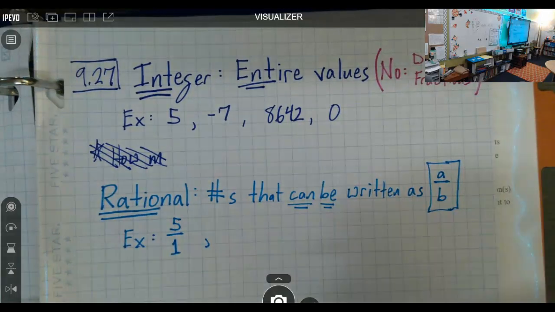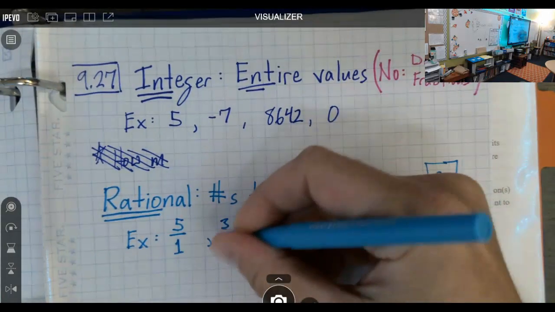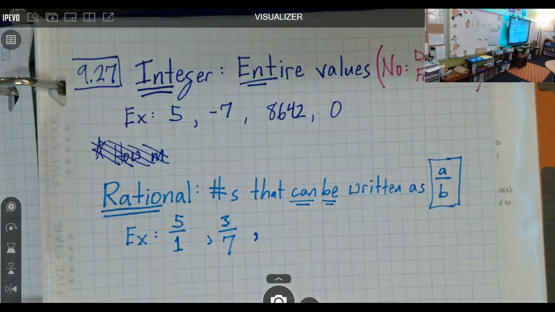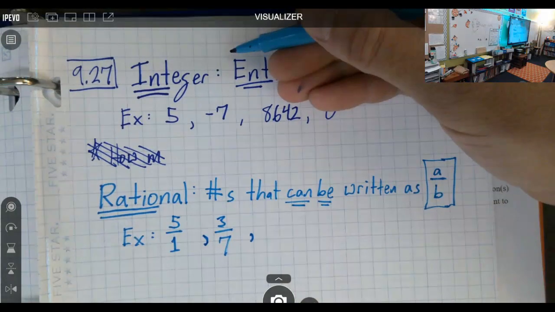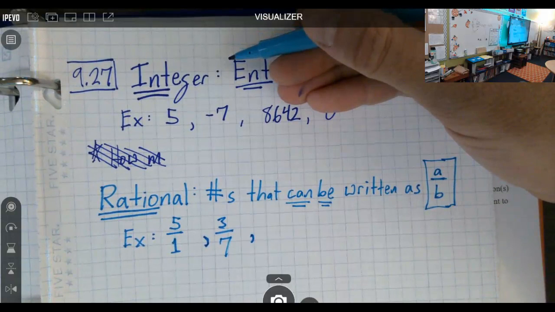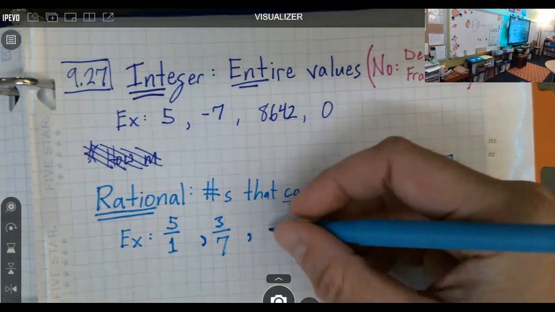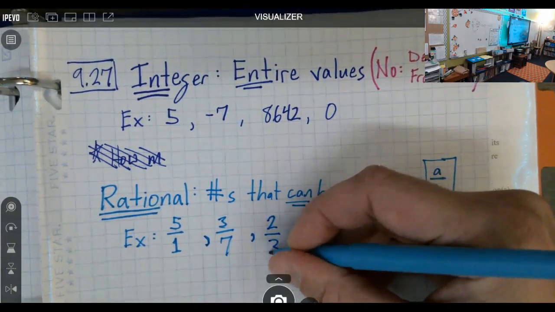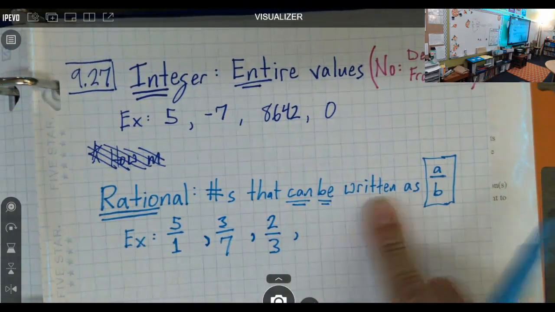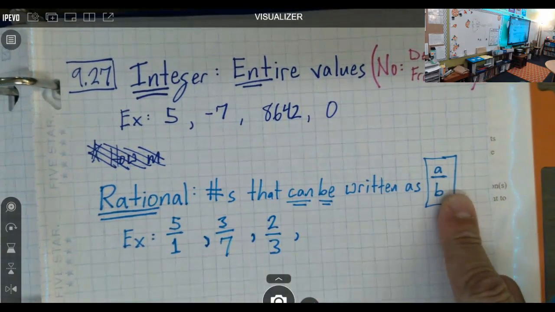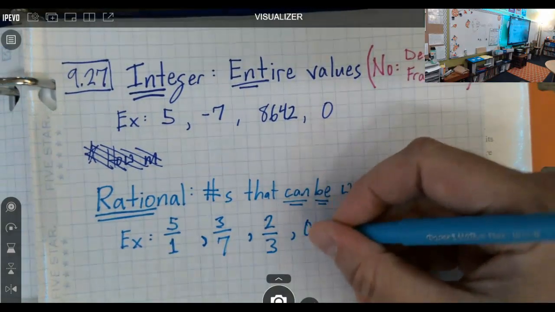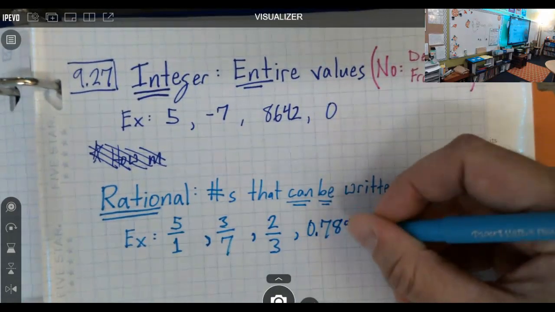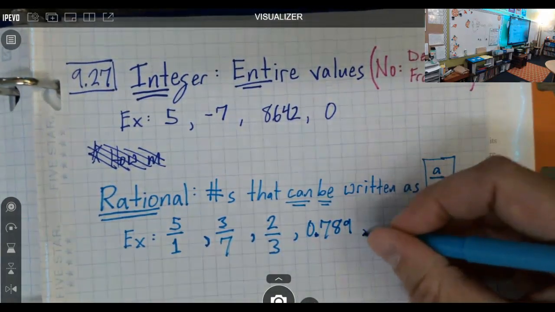3/7. Sure, 3/7. Somebody else, give me another. 1,100. But that's an integer. Oh yeah, my bad. 2/3. Sure. Can anyone give me not a fraction? I know it says can be written as a fraction. Like 0.789. Yeah. 0.789. That would be a rational.